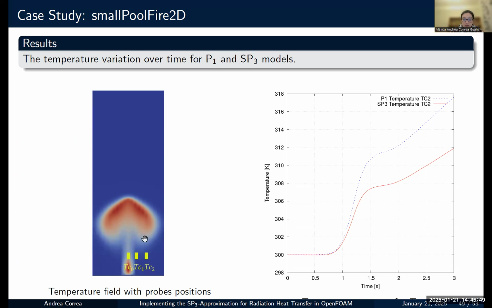In this case, we see the position of the three thermocouples. In the measures shown here for thermocouple TC2, the blue curve corresponds to the P1 model, which overestimates the temperature in regions far from the source and doesn't capture anisotropy accurately. The red line represents the SP3 model, which shows a more moderate prediction due to its ability to consider the second order anisotropy.